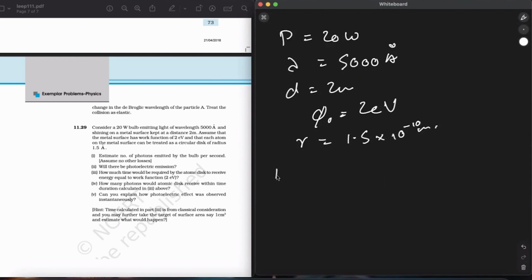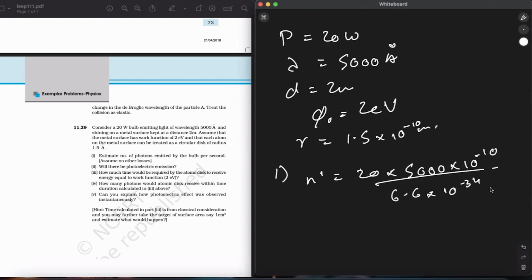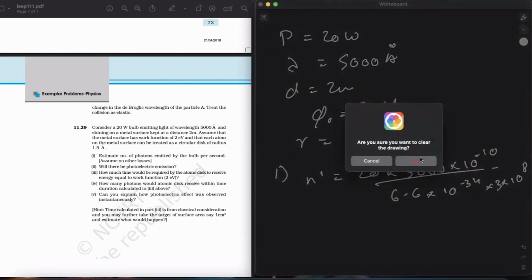So first of all, part 1, the number of photons emitted per second by the bulb, N dash, is equal to P upon hc by lambda. So P lambda upon hc. So 20 into 5,000 into 10 to the power of minus 10 upon h, 6.6 into 10 to the power of minus 34, into c, 3 into 10 to the power of 8. So this will be the answer for the number of photons emitted in case 1.